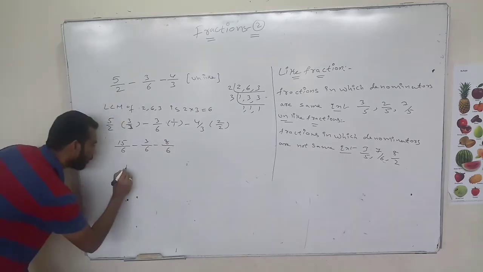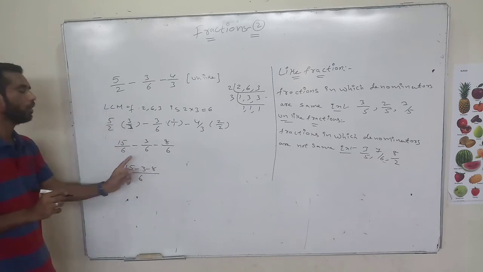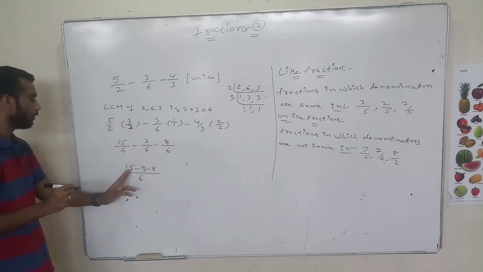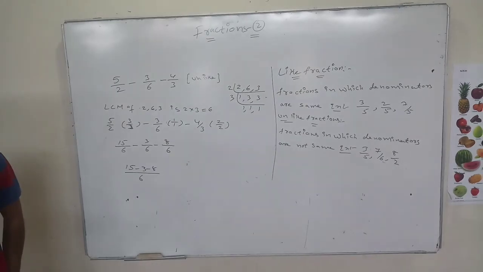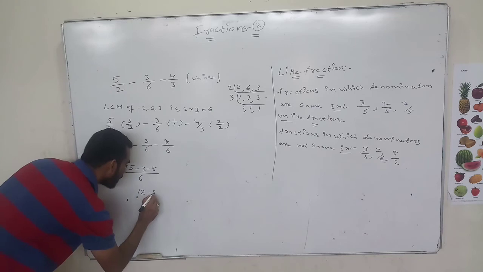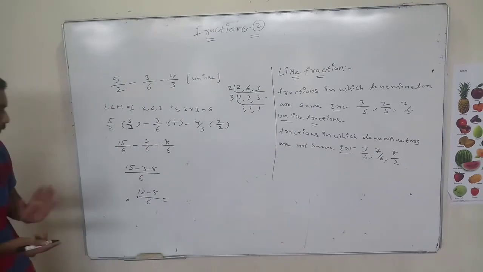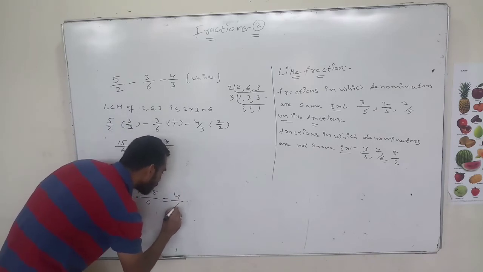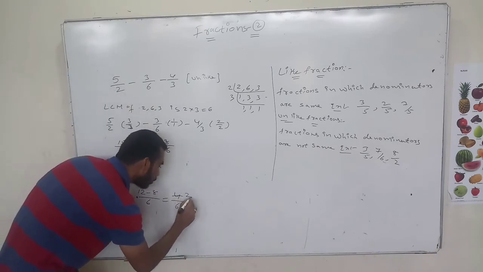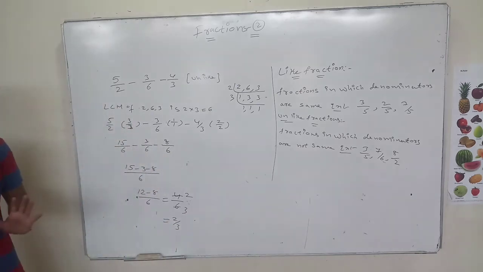Now 15 minus 3 minus 8 by 6. Only one denominator you take. Okay. 15 minus 3, how much it will be? 12 minus 8 by 6. 12 minus 8, how much it will be? 4. 4 by 6. Go for the lowest form. 2 2s are 4, 2 3s are 6. Answer is 2 by 3.